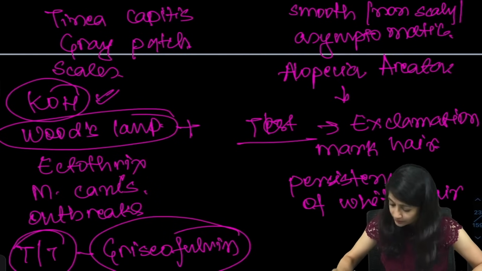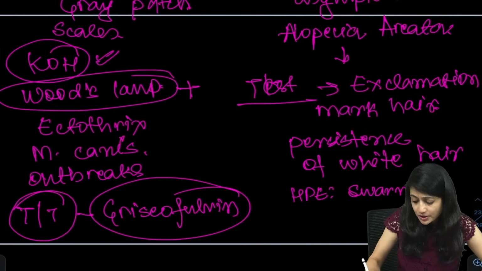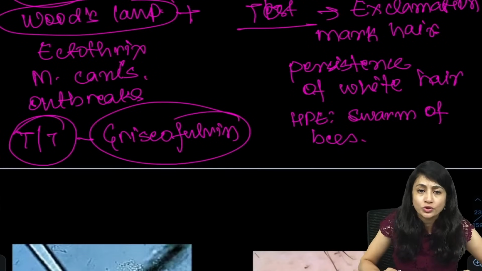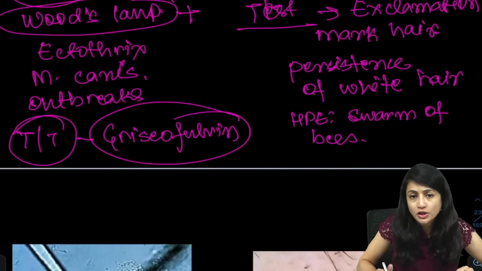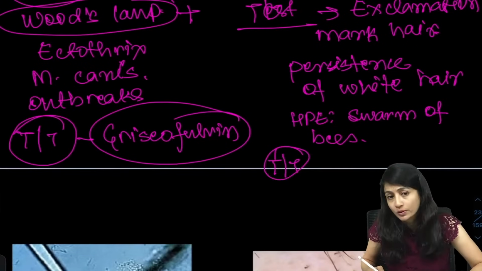Okay. Yes, if you do a histopathology, you see swarm of bees appearance, which is nothing but T lymphocytes which are infiltrating the hair roots. Swarm of bees appearance on histopathology. What will be my treatment here? Quickly, in alopecia areata, what will be my treatment?